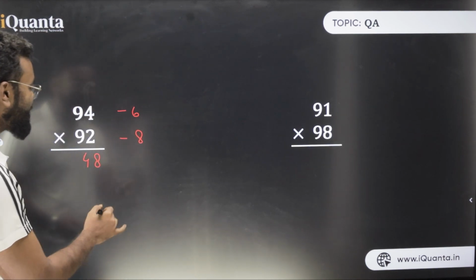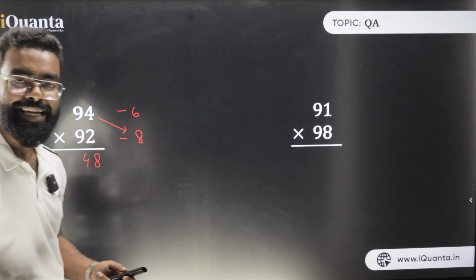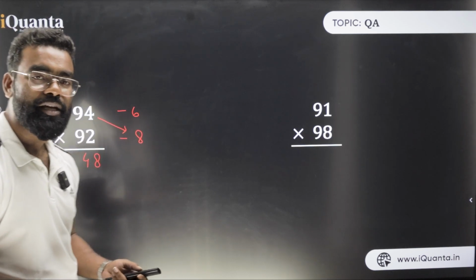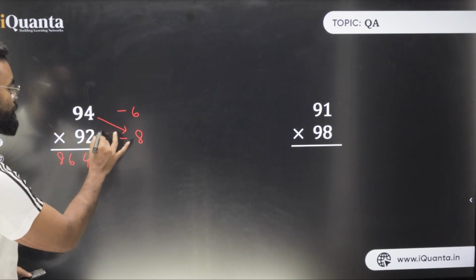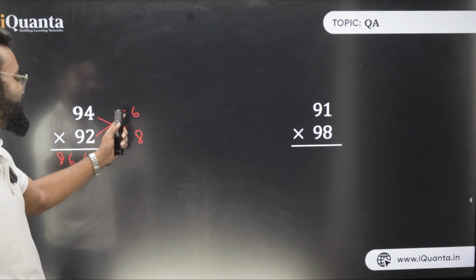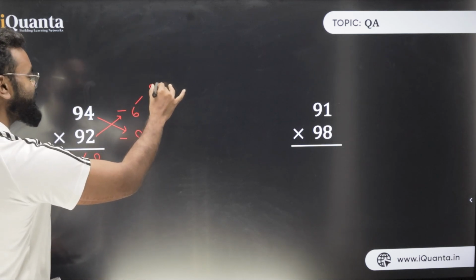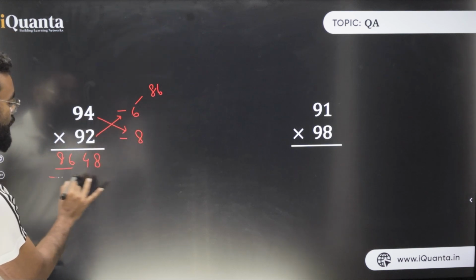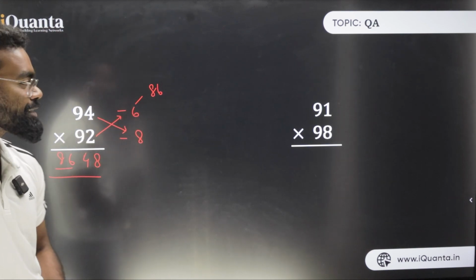So 48. Next, do one thing: 94 minus 8. How much is 94 minus 8? It is nothing but 86. Or you can do another thing: what is 92 minus 6? Either you do 94 minus 8 or you do 92 minus 6. Both are fine. So this will give you 86, and here I have already written 86. Now check with your calculator whether this is the answer or not. So the answer is 8648, the fastest technique.